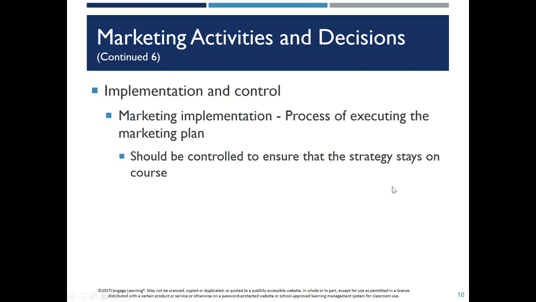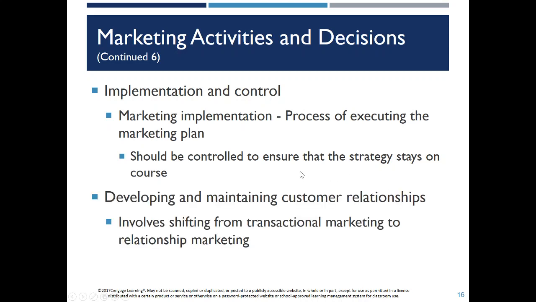Okay, implementation. This is the ability to actually do what you say or what you've planned to do. Okay, executing the marketing plan is what we call it. Control is related to implementation. It's just the ability to evaluate what you're doing, to kind of understand if you're doing well and if you're not, and what changes need to be made to improve things.